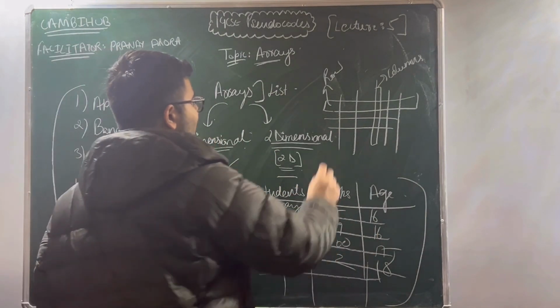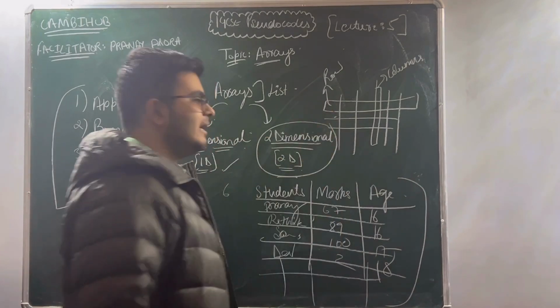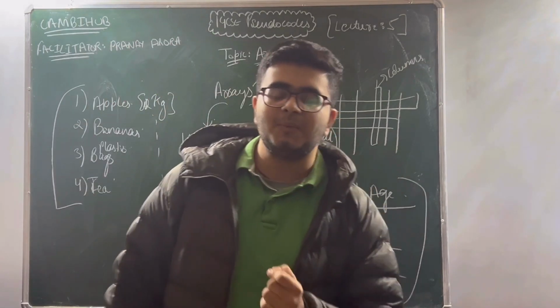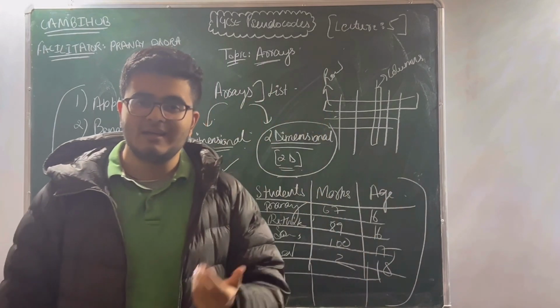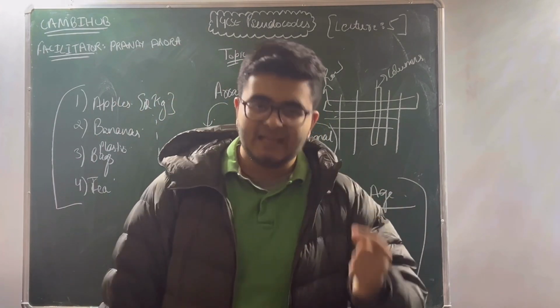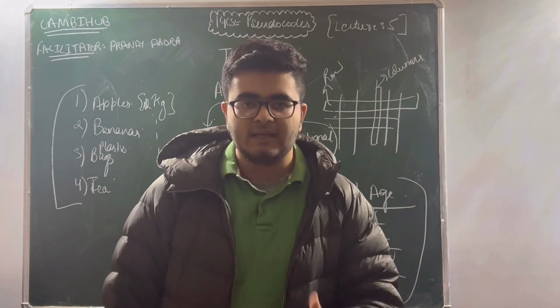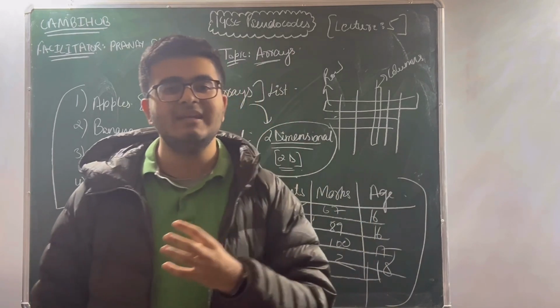We put it in a 2-dimensional array, right? So I hope you have understood the difference between a 1-dimensional array and a 2-dimensional array. Now the next thing that we need to understand is how do we declare an array and how do we use an array? How do we store items in it?